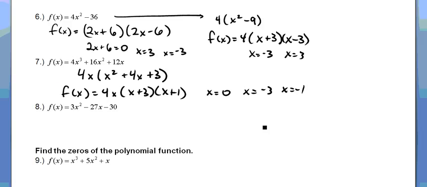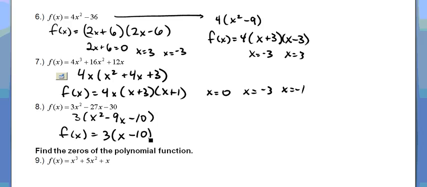And then my last one, again, I look for greatest common factors, and here it looks like the only one I have here is 3. So I'm going to factor out a 3. What do I have left? X squared minus 9x minus 10. So then my factored form is going to be f of x equals 3, x minus 10, x plus 1.